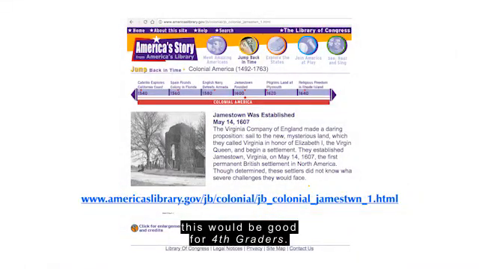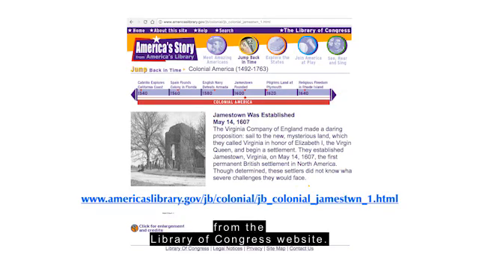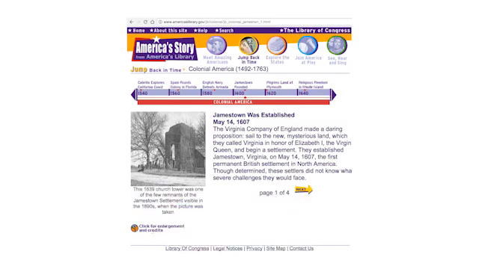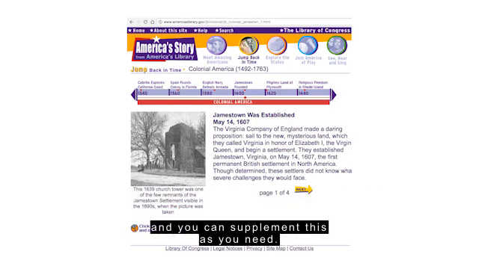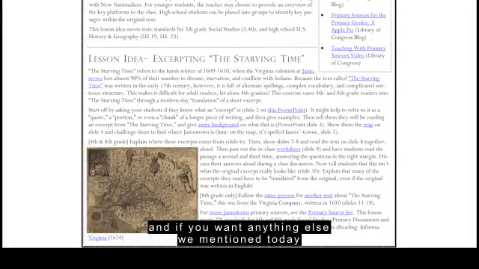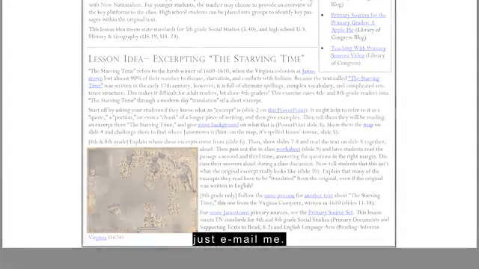This would be good for fourth graders, this particular section of the America's Library from the Library of Congress website. It's already at that reading level for 3rd through 5th grade. So explore those other links within that lesson idea, and you can supplement this as you need. You can download the PowerPoint from there and everything that you need, and if you want anything else that we may have mentioned today, just email me.